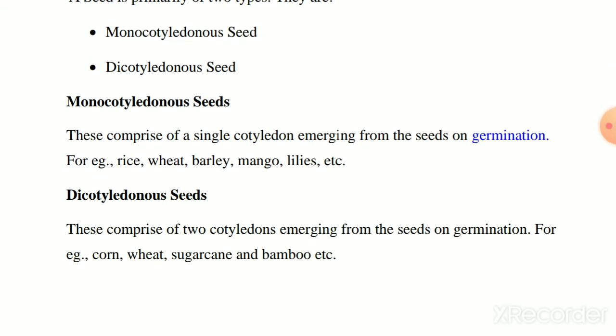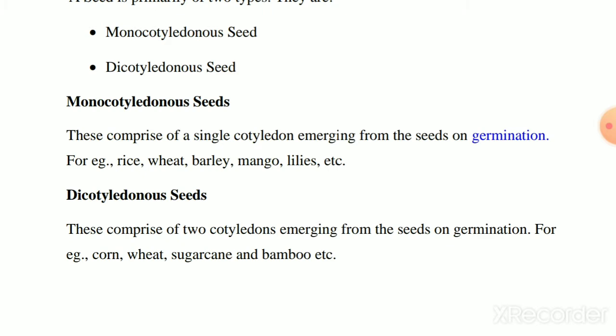So we have seen this in a tabular column now. So monocotyledon means if the first pair of leaf is single, that is called monocotyledon, and if the first pair of leaves are double, that is called dicotyledon. Monocotyledon petals are 3 or 6. Dicotyledon petals are 5 or 10.